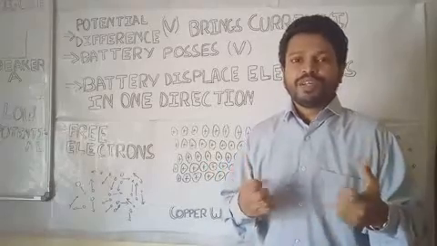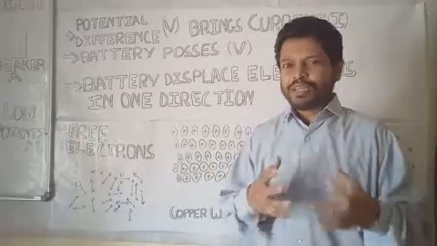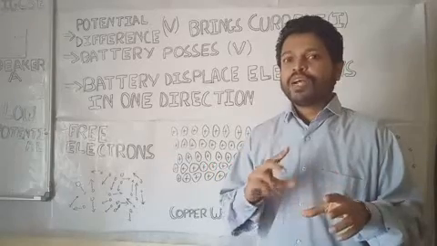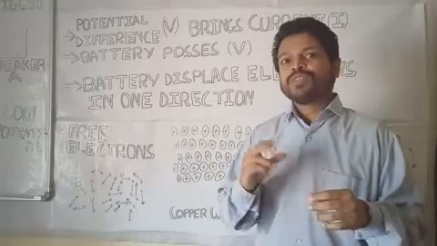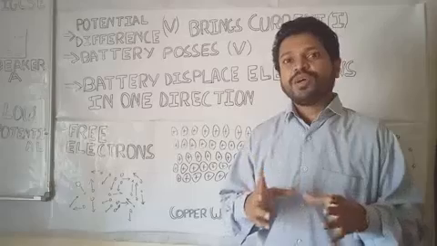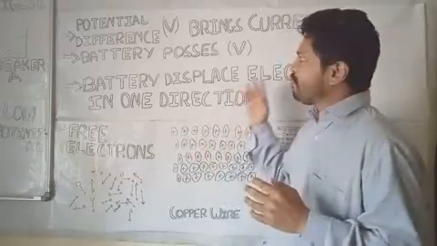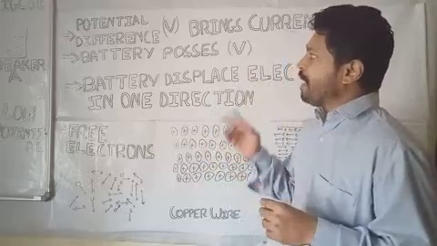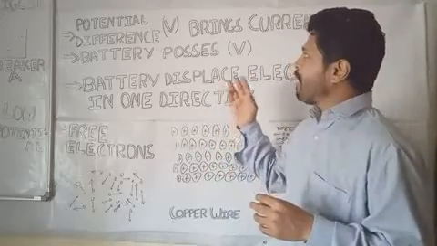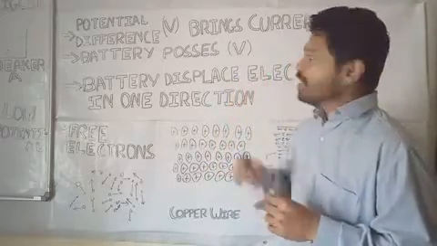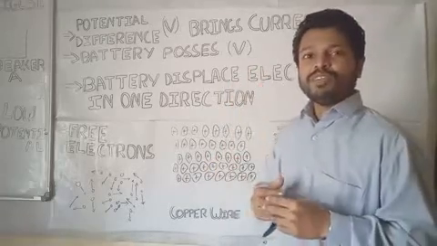So if a potential difference is created within a circuit, it brings out current, and current brings out charged particles, and charged particles give you current. Okay, so that is how the first statement goes. And a battery, you can see over here, battery possesses V. What is V? V is the potential difference itself.